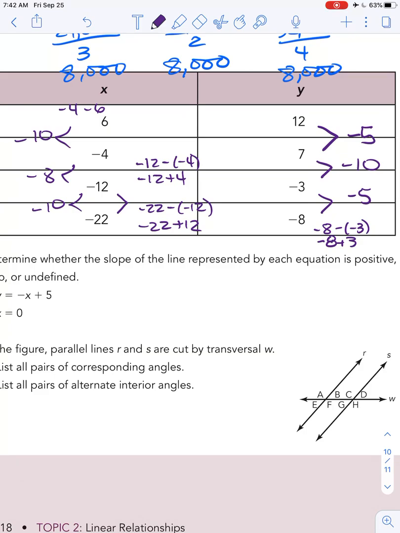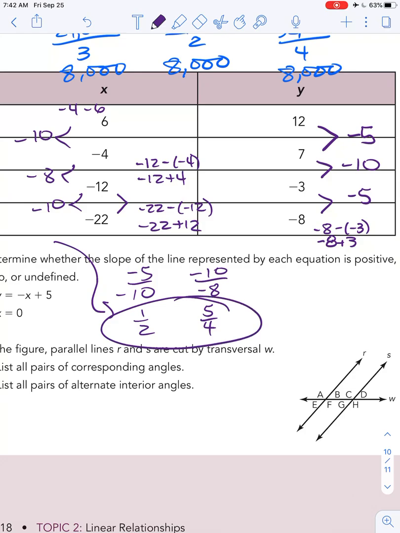So I put them over each other, and I'm just going to come down here and do it. So -5 over -10, that would get me 1/2. Then I have -10 over -8. That would get me 5/4. Up right there, not linear because it's not a constant rate of change. Okay, I hope that helped you.